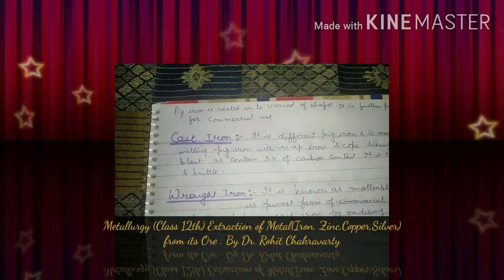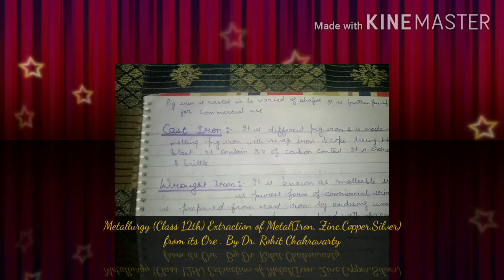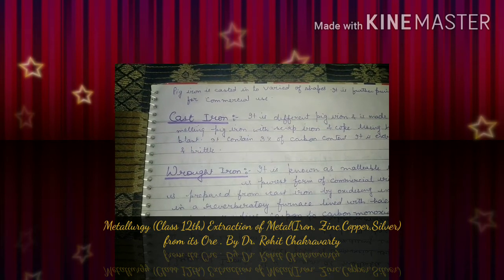So pig iron is cast into varied shapes. It is further purified for commercial use. So the first one is pig iron, which contains 4% of carbon and other impurities.